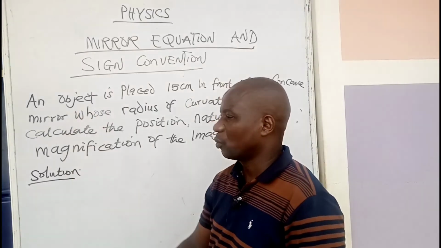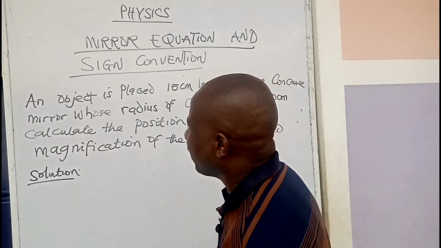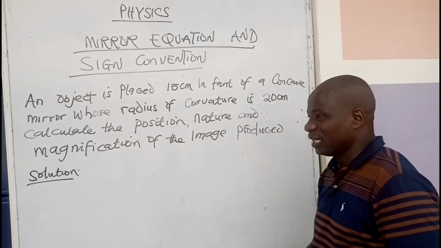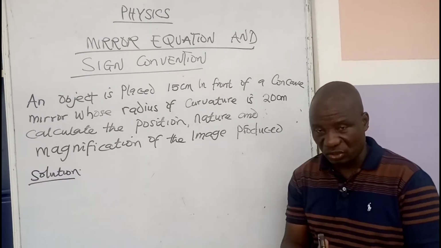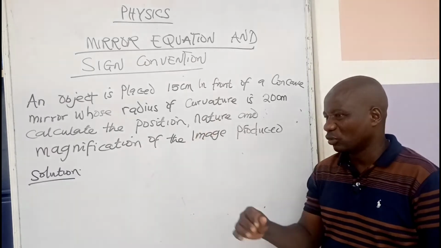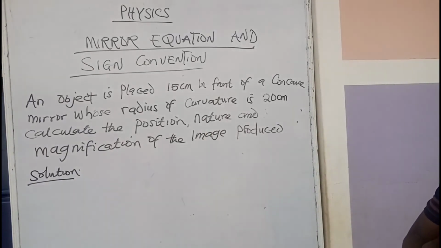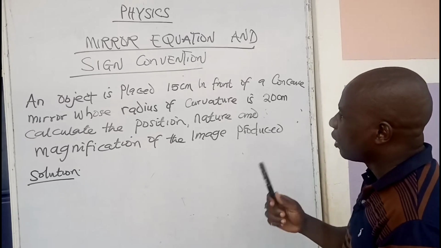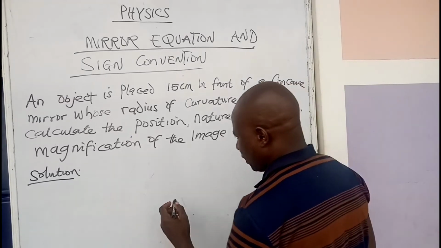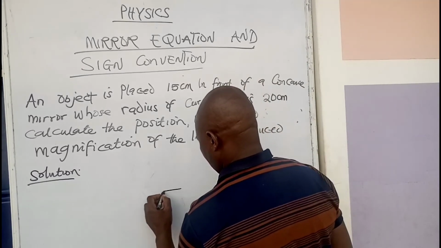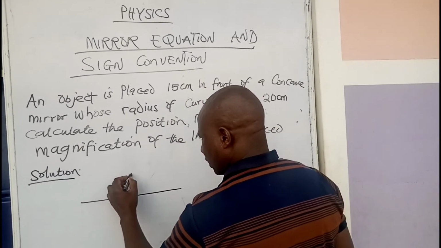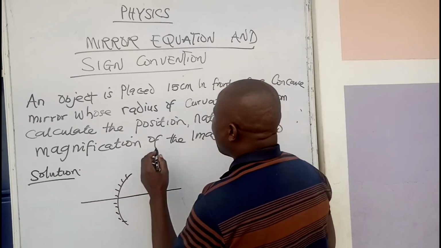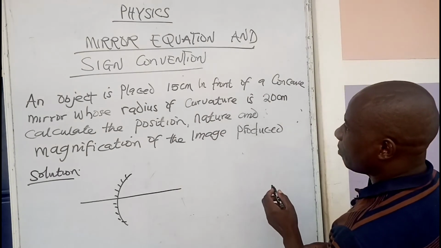Now, a beautiful question. The question says an object is placed 15 centimeters in front of a concave mirror. Even without doing any calculation, I can assume. So, I will now say, okay, I have drawn this, the one we did before. Here we have, now they said it's placed.